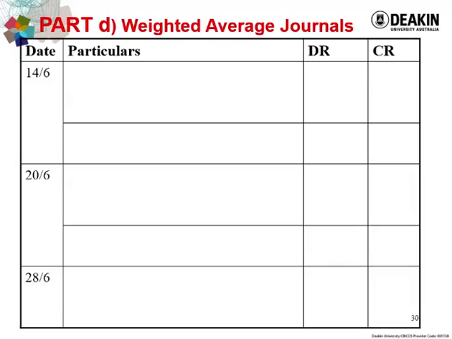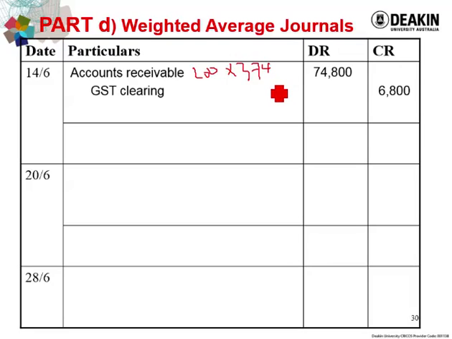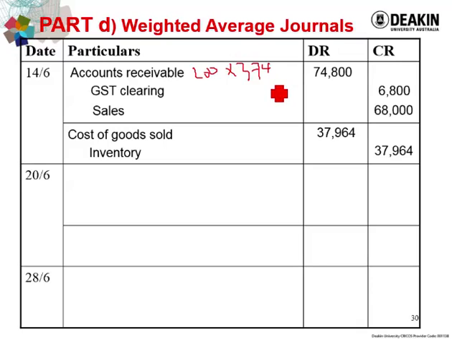On 14th of June, we sold 200 tables at $374 GST inclusive each. So here we debit accounts receivable 74.8K, which is calculated as 200 multiplied by 374 GST inclusive. And credit GST clearing 6.8K, which is 1 over 11, and credit sales revenue 68K, 10 over 11. And we have to also continuously record cost of goods sold. So debit cost of goods sold, credit inventory 37,964. And how do you get this figure? Please refer to the stock card.